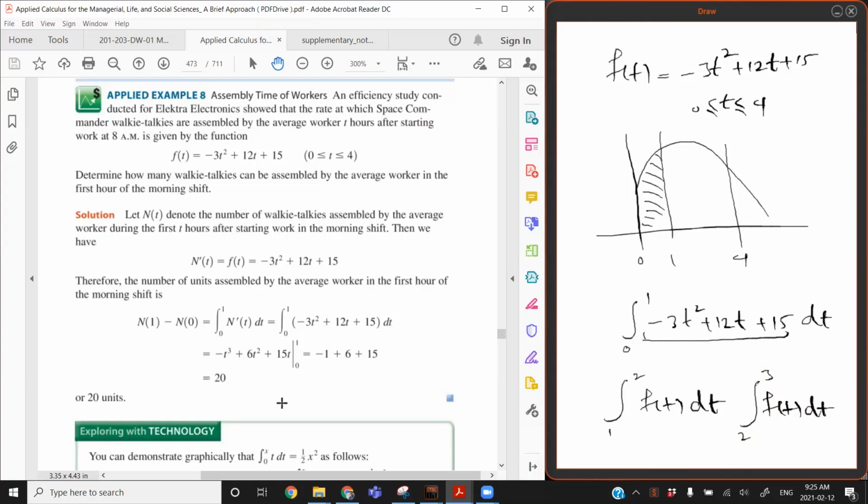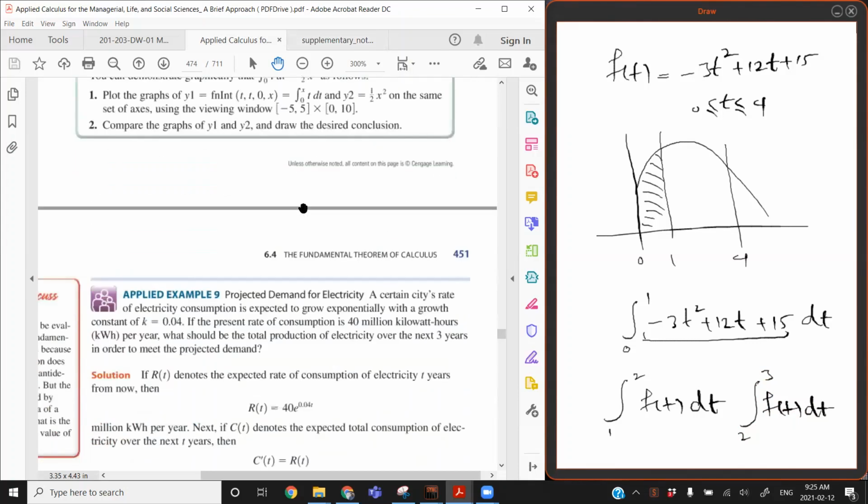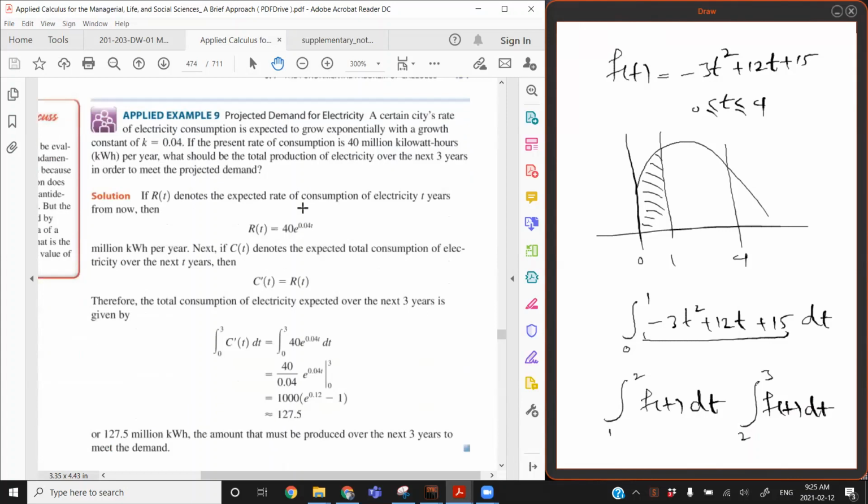Make sense? Any questions? Okay, let's do the next example.